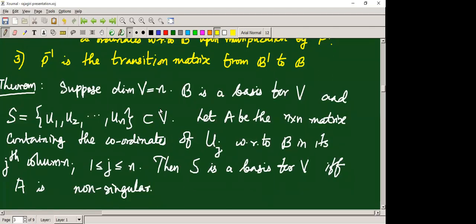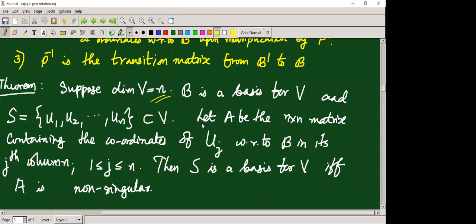Suppose the dimension of V is equal to n, B is a basis for V, and S is equal to u1, u2, etc., un, a subset of V. So you take any subset of V. What is given? The dimension of V is equal to n, that is, any basis should contain n elements. So you take a basis for V, and this is any subset of V.